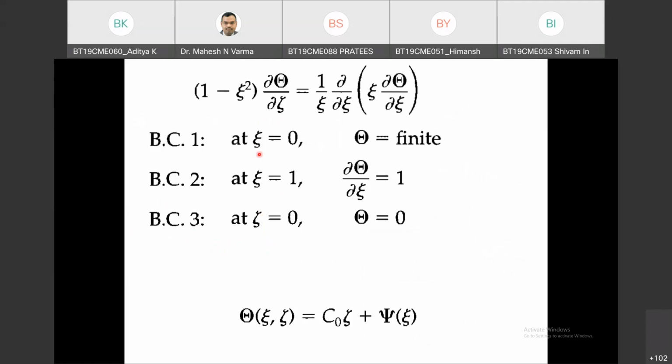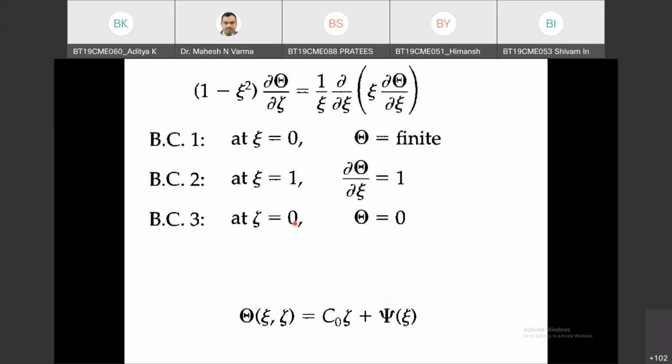So you can see at epsilon equals 0, theta is finite. I may get this boundary condition based on a value of this psi of epsilon. At epsilon equals 0, theta is finite; that depends upon a function psi. Similarly, at epsilon equals 1, d theta by d epsilon equals 1. Again, that depends upon this function. I may get this equation.